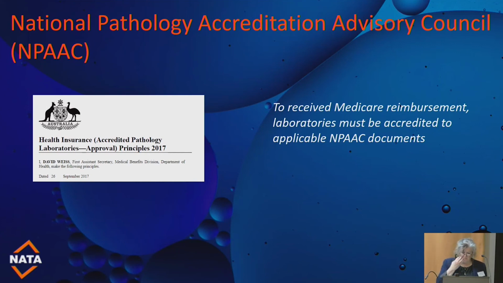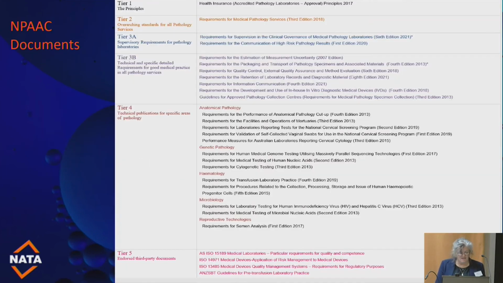This is an old slide actually, but all labs are assessed to Tier 2, Tier 3A and 3B documents. So every lab you go to will have all of those documents: the IT document, the QAP document, the transport document, the measurement of uncertainty document. It will all be those. And then the next ones are discipline specific.